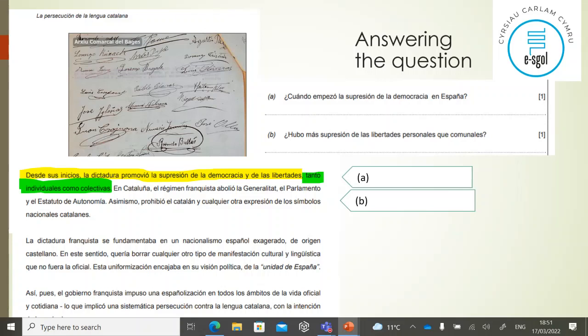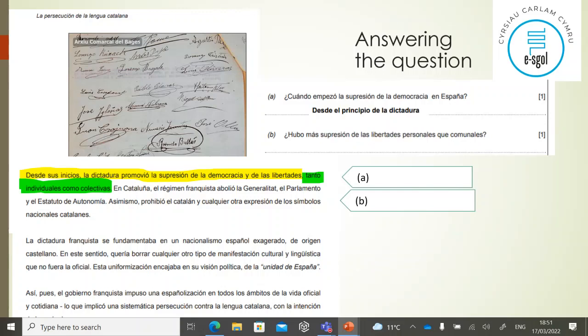So the first one, cuando empezó la supresión de la democracia en España, and we highlighted that it was desde sus inicios, since the start, la dictadura promovió la supresión de la democracia y de las libertades. The dictatorship promoted the suppression of democracy and freedoms. So I'm just going to give you the answer for this one to show some model.